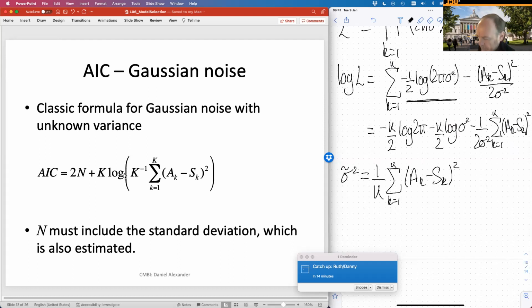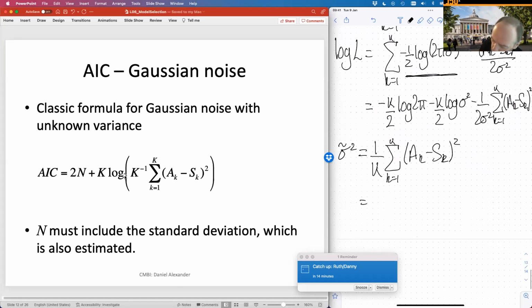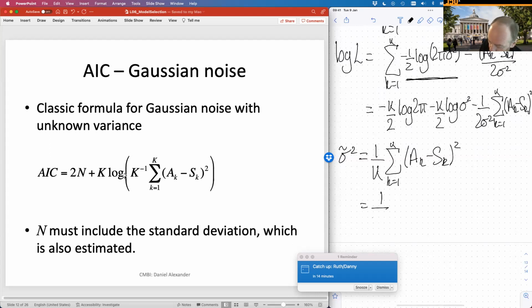I'll note that this is different, but not massively different, to the estimator that I referred to in the last section, when we were talking about estimating the value of the noise standard deviation in order to do parametric bootstrap. If you remember, I referred to what's known as the unbiased estimator, this one.